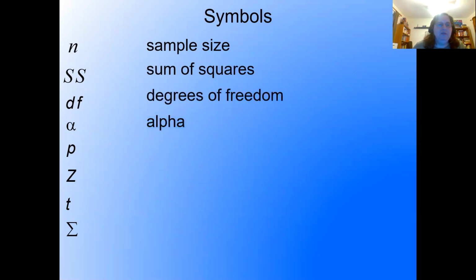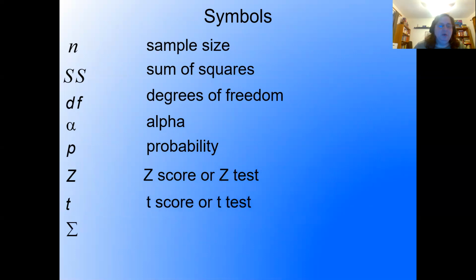Next symbol is your alpha. Next symbol is your P or probability. And then Z-score or Z-test, T-score or T-test, and finally, summation. So those are the symbols I tried to compile that I think you would potentially encounter on exam 2. If there's any other symbol that you struggle with or are not sure of, maybe make it part of your note sheet.